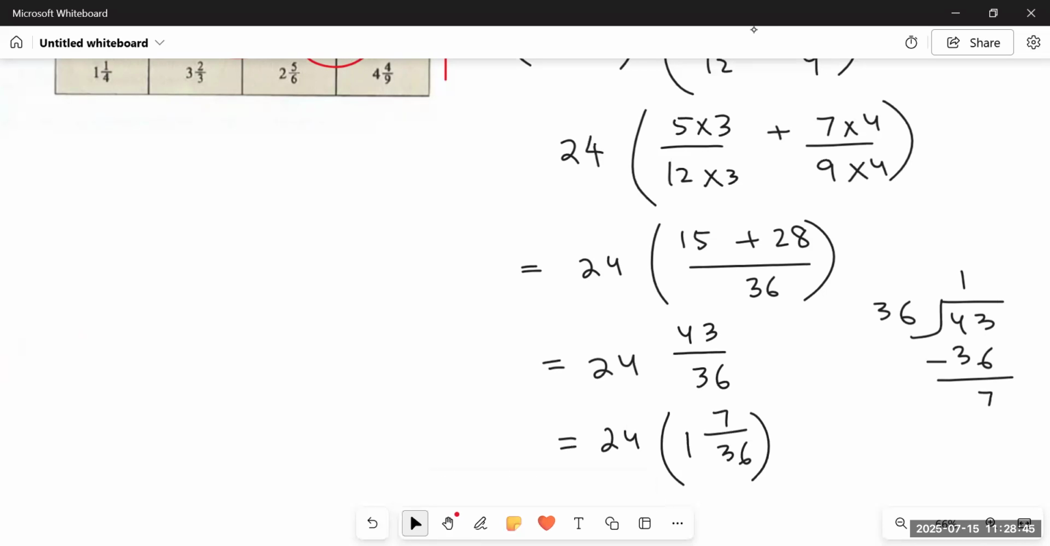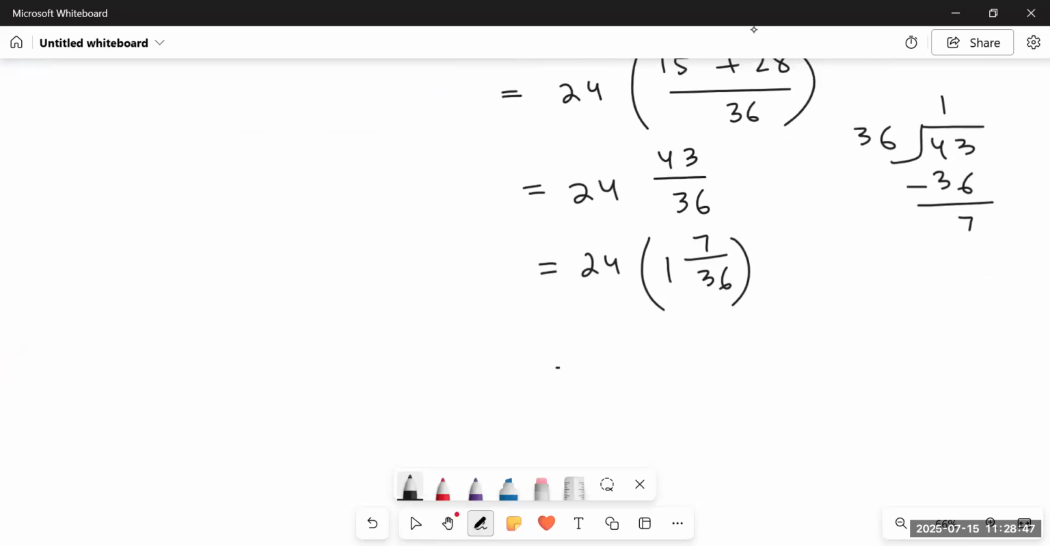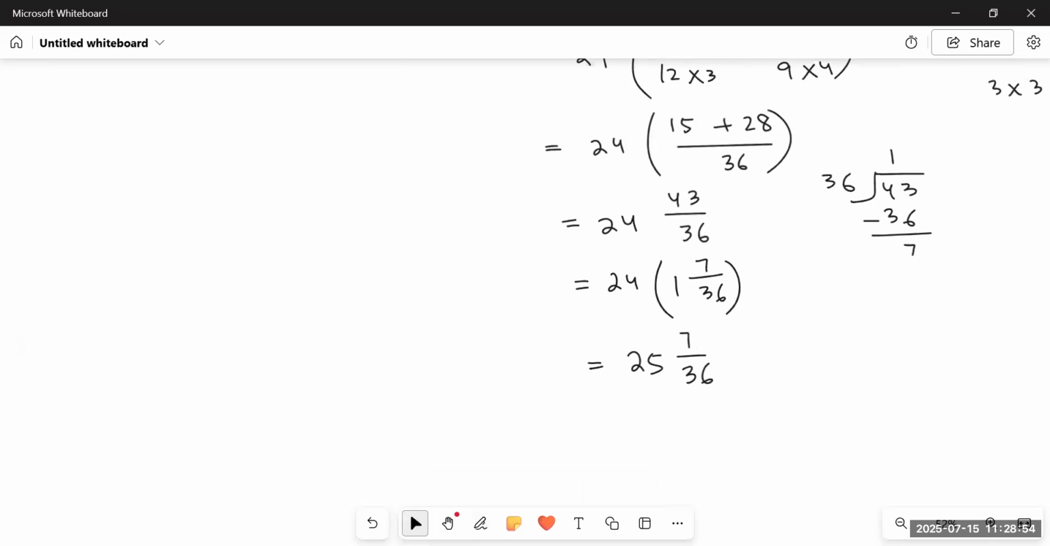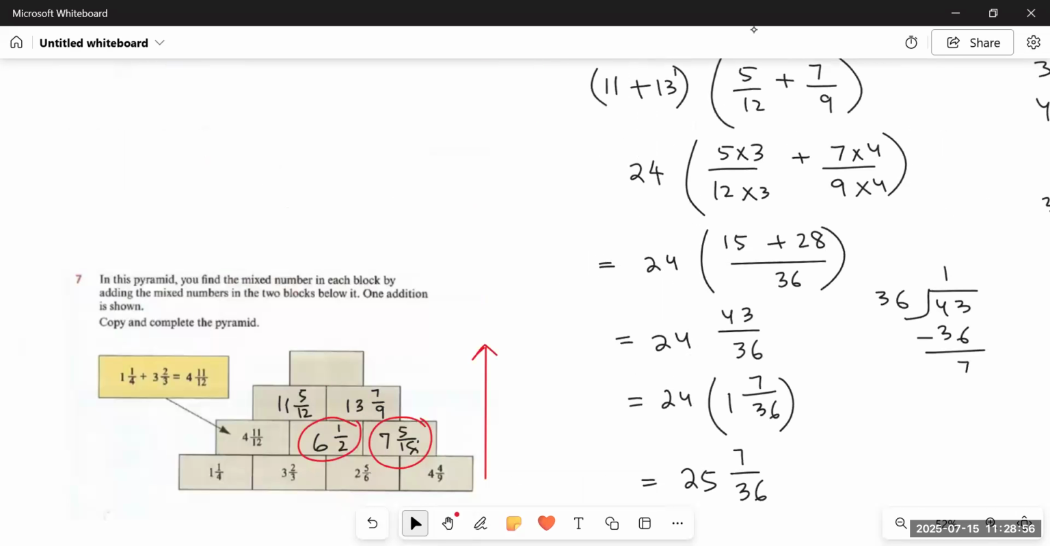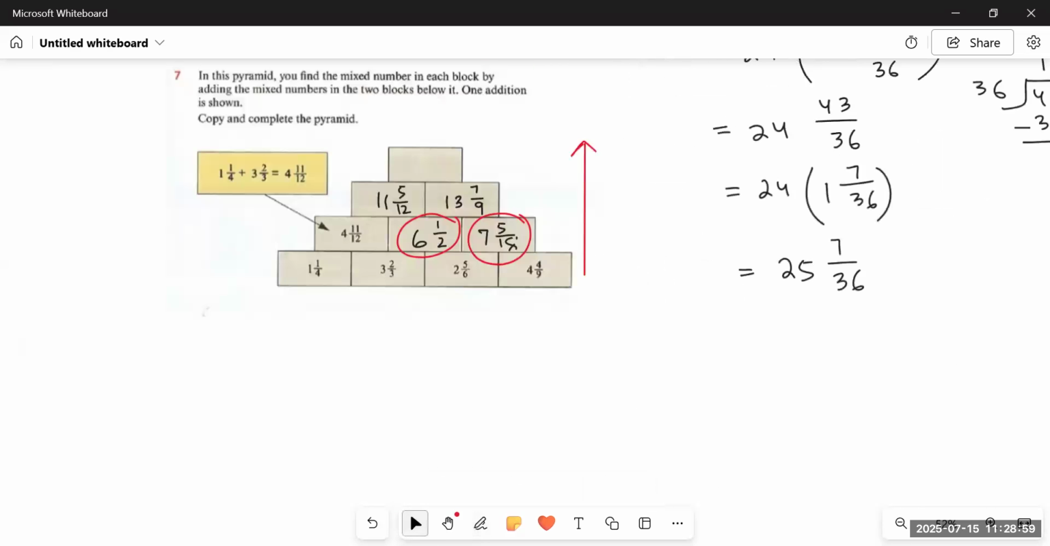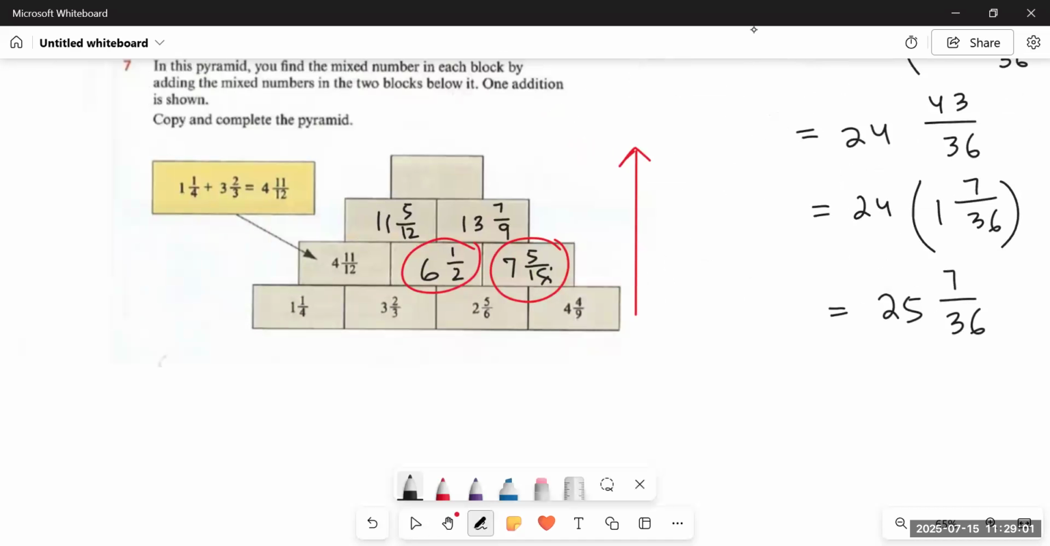And so we are going to add this 1 with 24, which gives us the final answer as 25 whole 7 upon 36. This would be the final answer, which we are going to write at the top over here. 25 whole 7 upon 36. Okay, dear students, so we have completed question number 7. Inshallah, in the next video, we are going to do the remaining questions of this exercise, question number 8, 9, and 10.